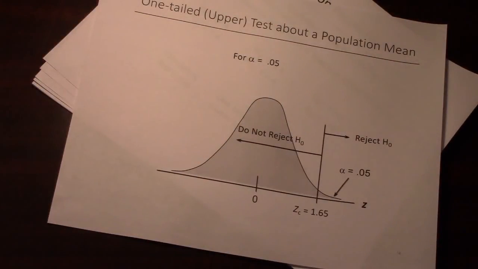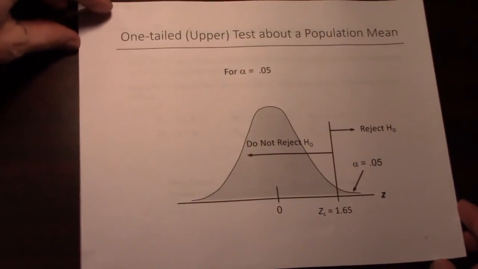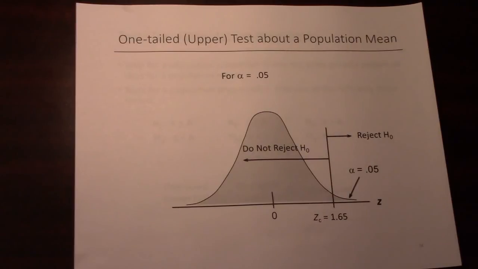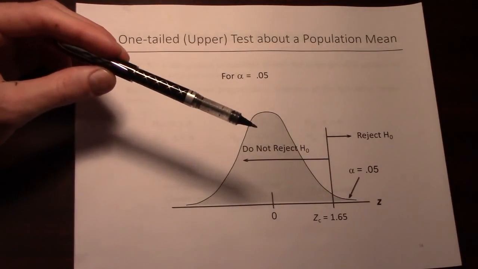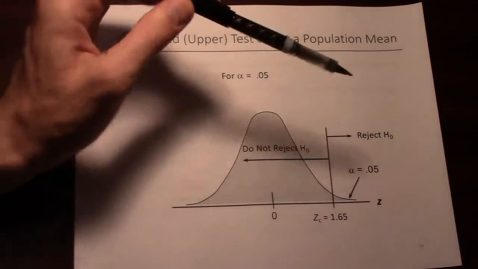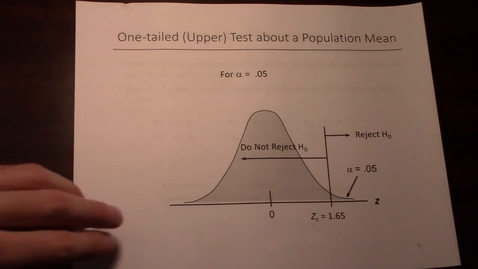We could do the same thing on an upper tail, and it would just be the different statement. The null hypothesis and the alternative hypothesis would be flipped around, and we would have a rejection region in the upper tail. Alright, so that is a quick review of class 4. We're going to move on now to the real material for class 5.